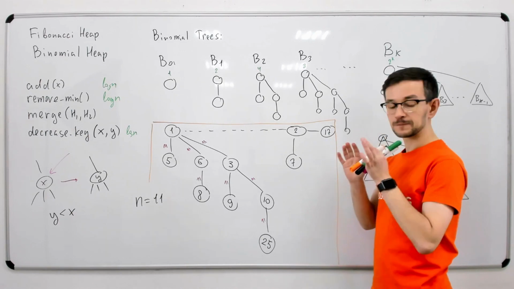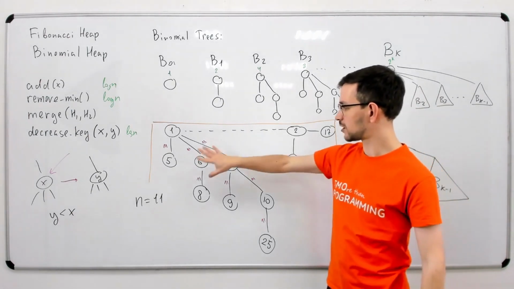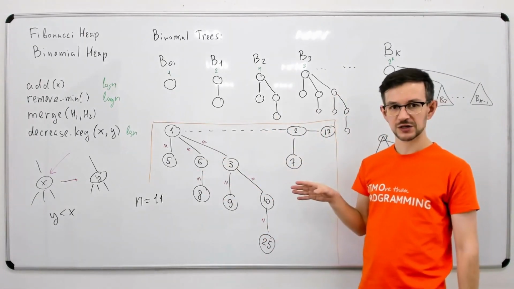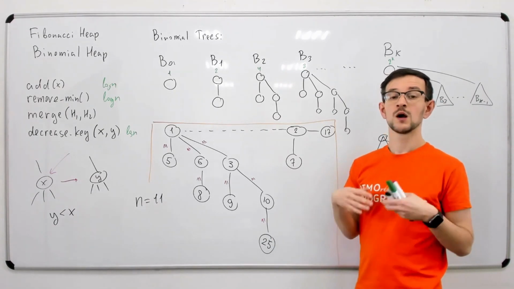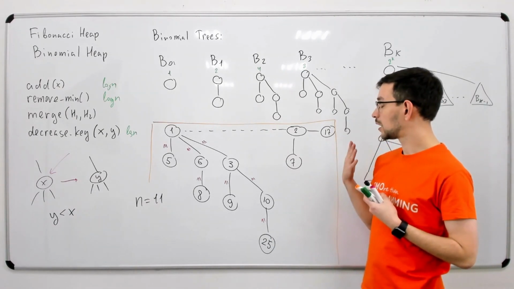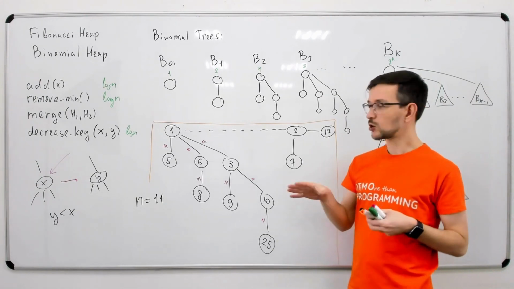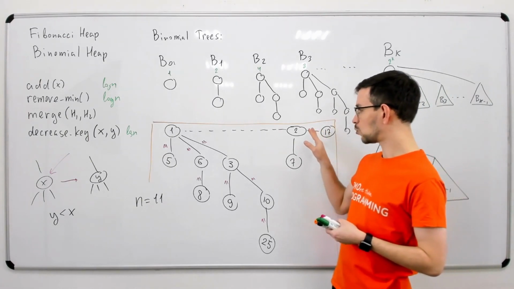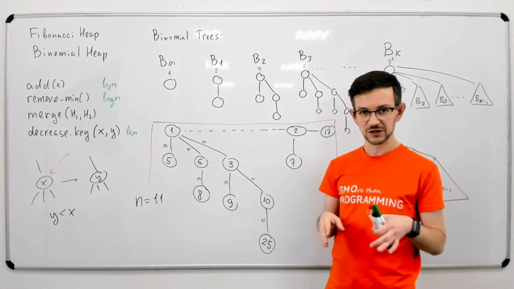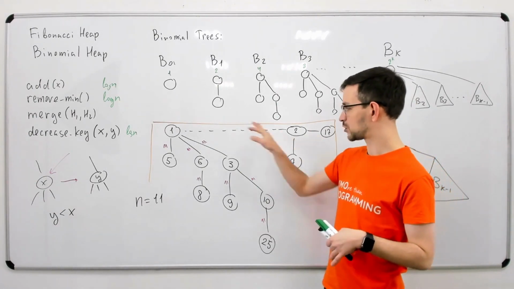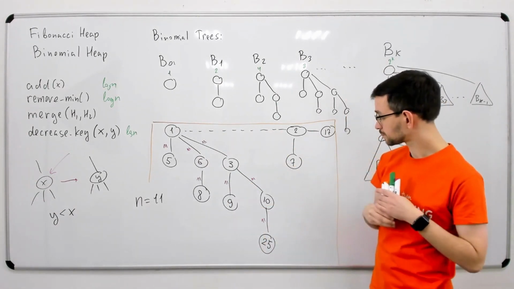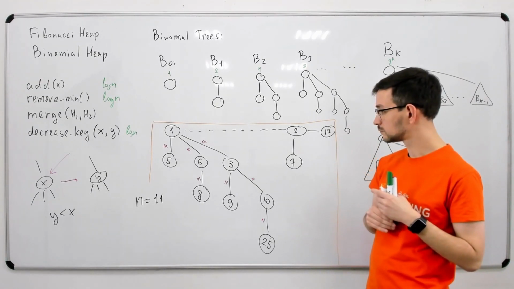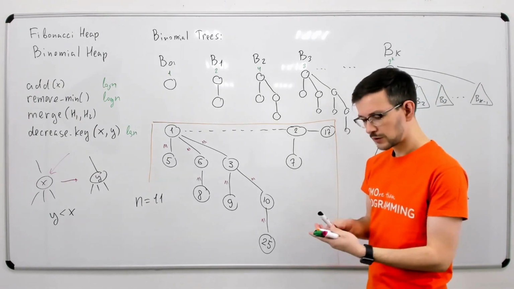Again, what do we want to do? We want to make several binomial trees, and the total number of elements in these trees should be n. To make it fast, we want the number of these trees to be the minimal possible. What is the minimal possible number of trees we can take so that the total number of elements is n? Oh, that's quite easy.